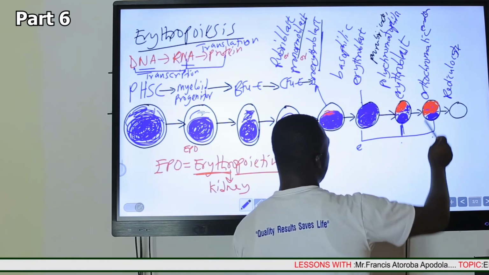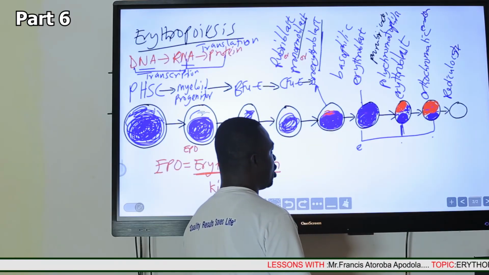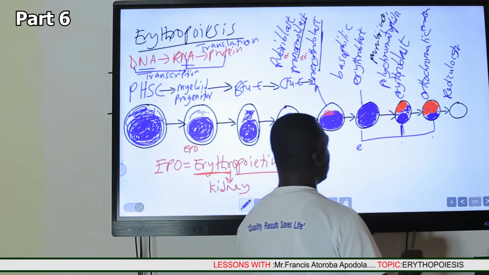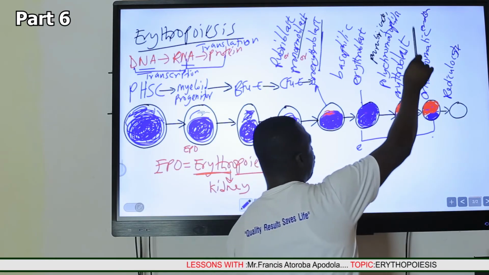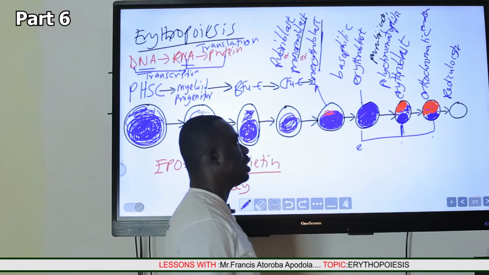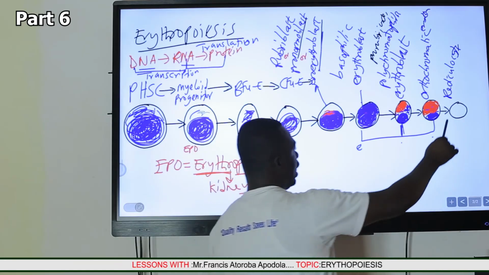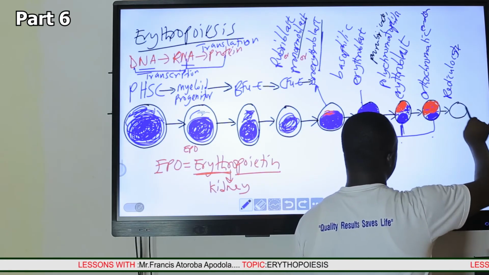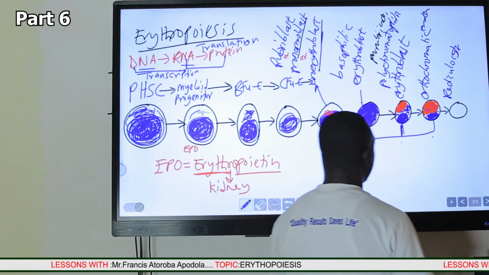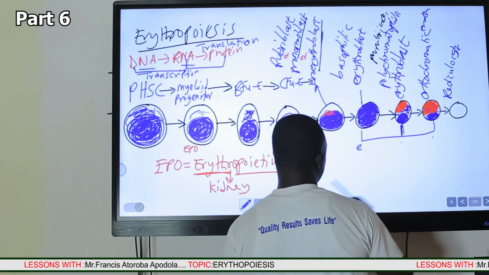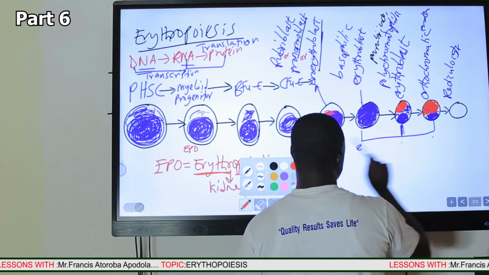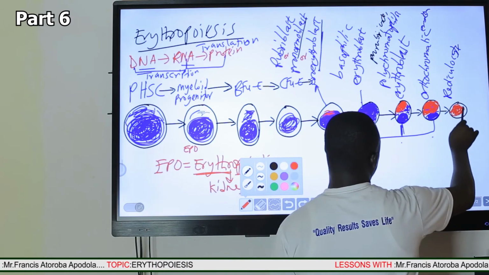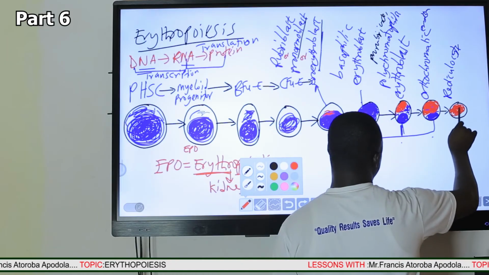Then by the time we get to the late erythroblast stage, almost all the RNAs have been translated, and we have what is called the autochromatic erythroblast. And the last stage in the bone marrow is the reticulocyte stage. In the reticulocyte stage, the cytoplasm appears to be completely red with only some remnants of RNA.